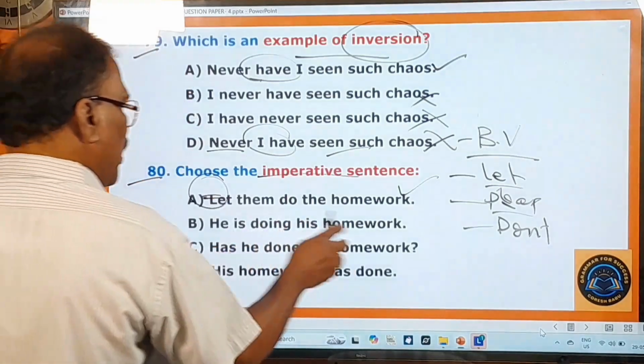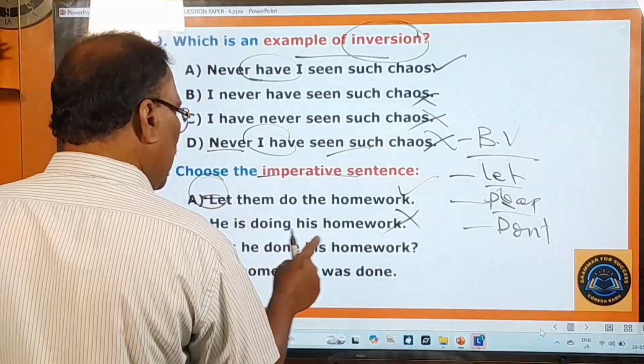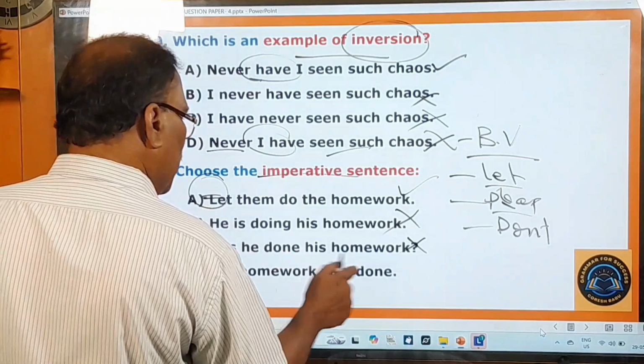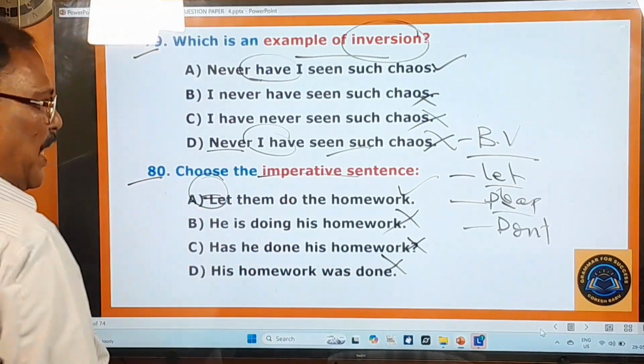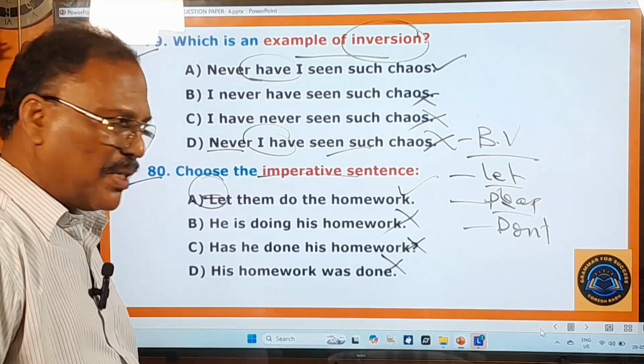And here he is doing his homework now. Has he done his homework now? His homework was done now. So all the other three are wrong. Only the first one is the right one. Now we move on to other questions.